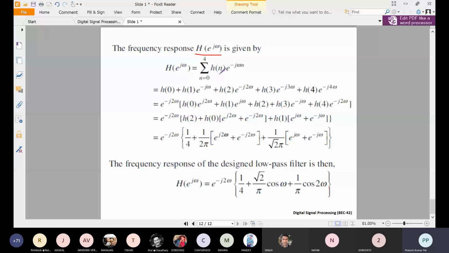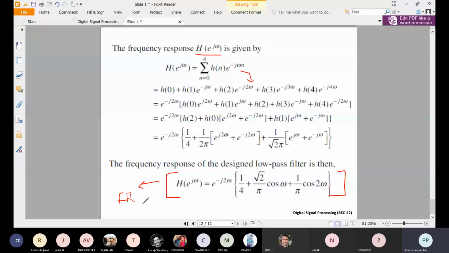Here n would range from minus infinity to plus infinity, but h of n is defined only for n equal to 0 to 4. That's why the n range is considered to be 0 to 4. Once we expand it, this will be the case, and after putting in the h of 0, h of 1, h of 2, h of 3, and h of 4 values and simplifying, we get H of e to the power j omega equal to this function. So this is our desired frequency response of a FIR filter.